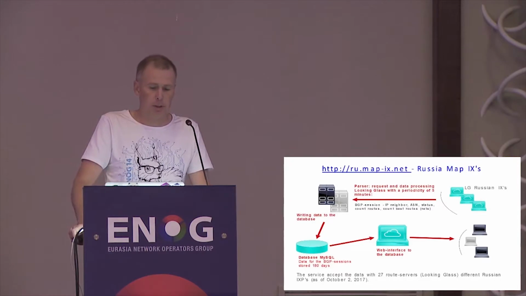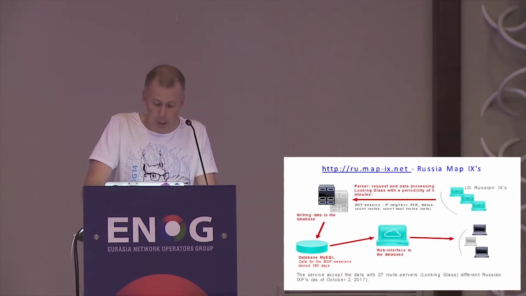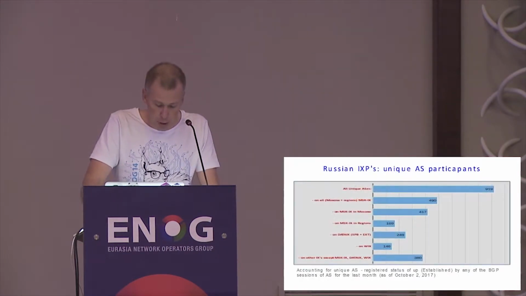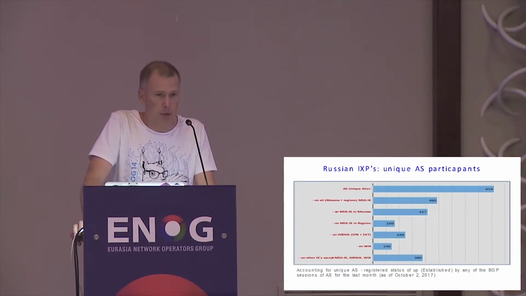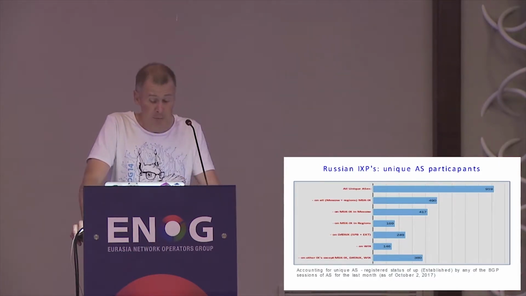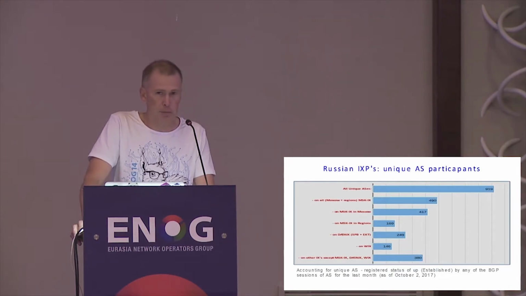Now this server accumulates information from the Looking Glass of 27 different parts of the world. Let's see what kind of data can be presented using this service. On this website, you can see general information about the number of autonomous systems present at the Russian IXPs. As of 2nd October 2017, there were more than 900 of those.